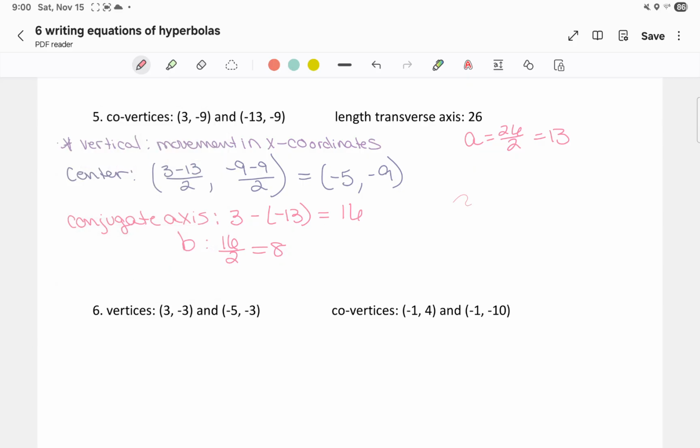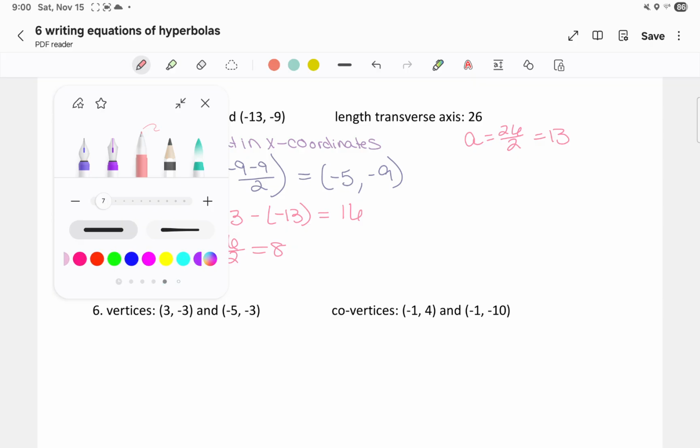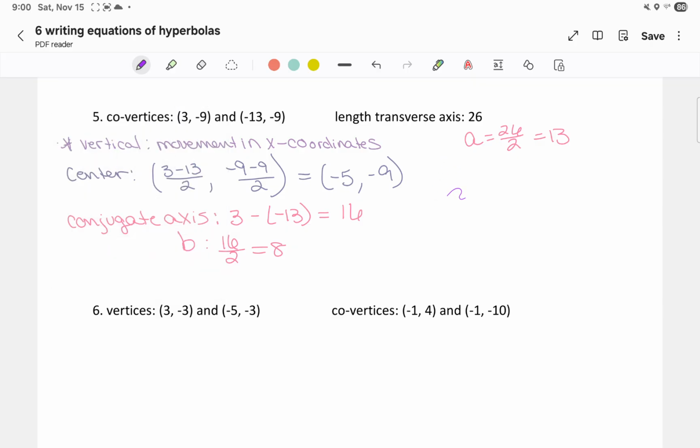So for our equation, we're vertical, so you start with y, so y plus 9 squared over 13 squared, which is 169, minus x plus 5 squared over 64 equals 1.